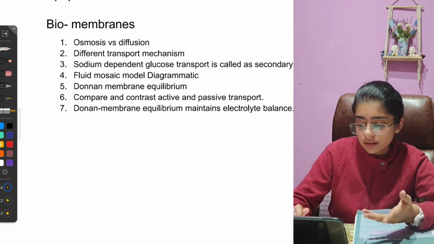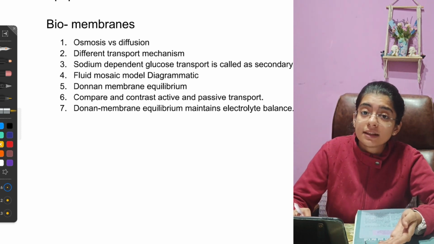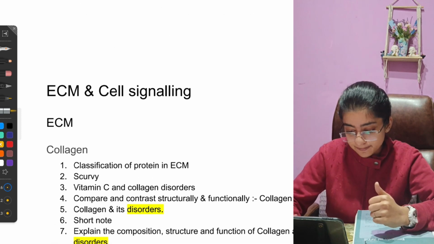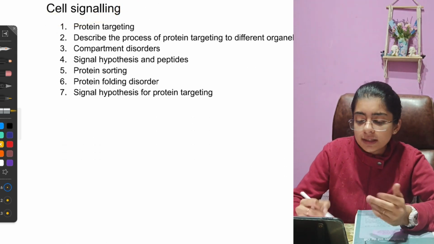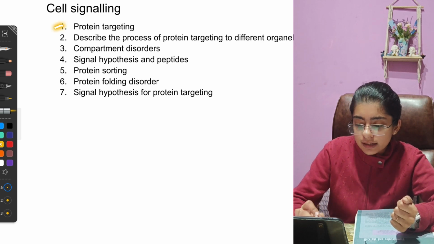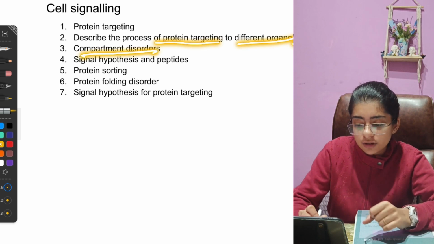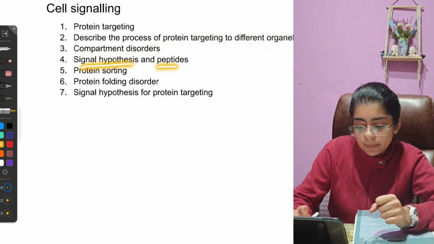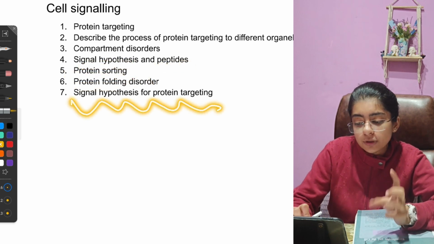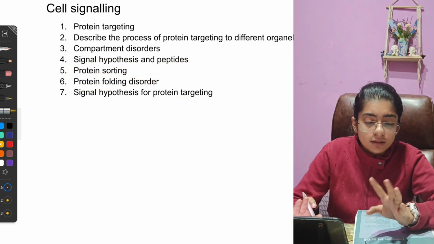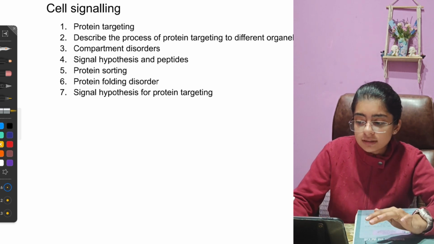So some questions are from water and electrolyte balance, which is an important chapter as well, but many times we skip that. Next comes something like cell signaling. If it is covered along with, then you can refer to it as well. Protein targeting, describe the process of protein targeting to different organelles, compartment disorders, signal hypothesis and peptides, protein sorting, protein folding disorder, signal hypothesis for protein targeting. All this is given in the books, the Lippincott, Harper, Satyanarayan, whatever you follow. This is given, you just need to find it out.